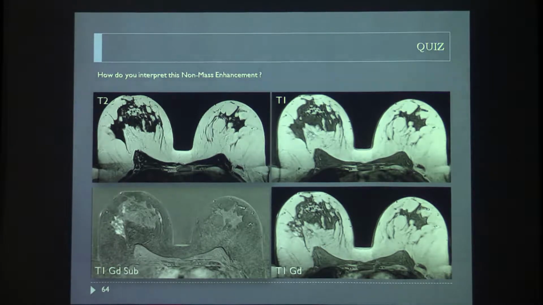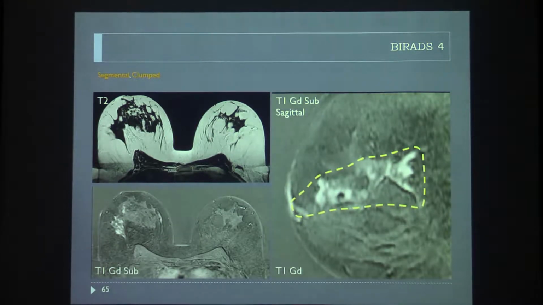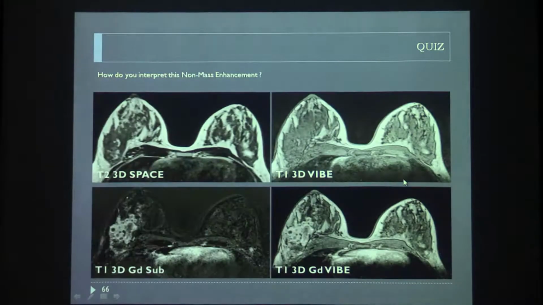Next patient, now how do you interpret that? Okay, I go quickly. You have first to perform this reconstruction to distinguish if it's regional or oriented to the nipple. So here you have a real orientation to the nipple. This is clump, so this is BI-RADS 4.